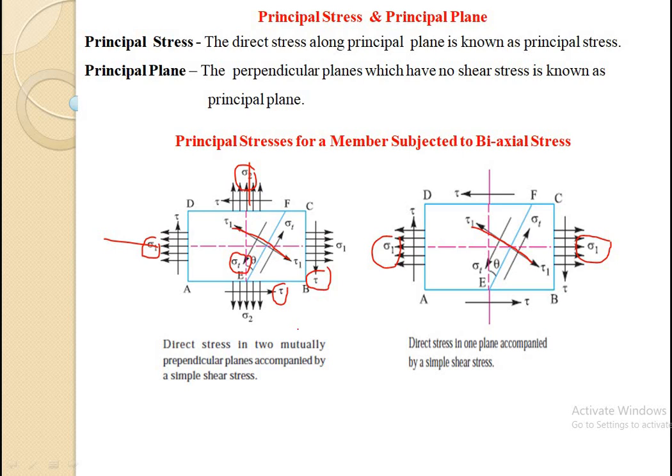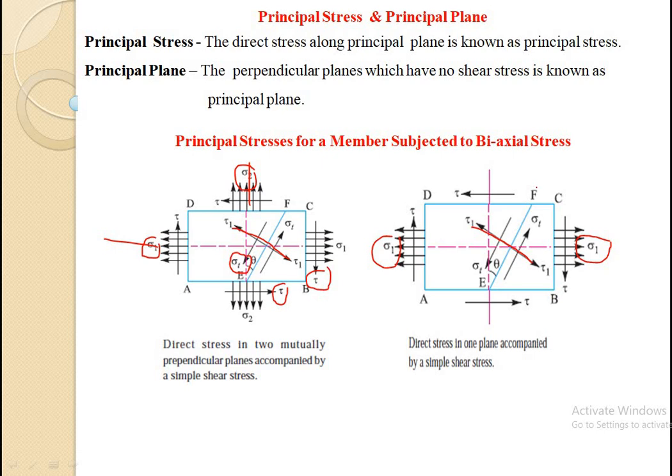Now if you understand the simple concept of principal stress and principal planes, then we can say the direct stress along the principal plane is known as the principal stress. Principal means major stresses. The perpendicular planes which have no shear stress are known as the principal planes.